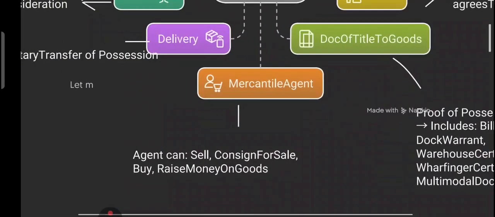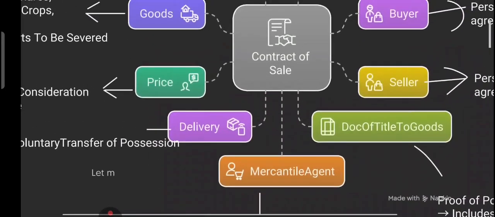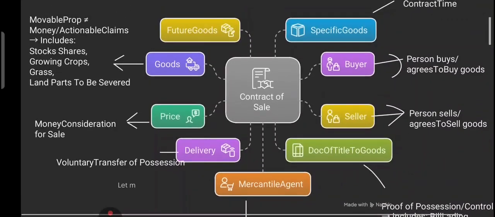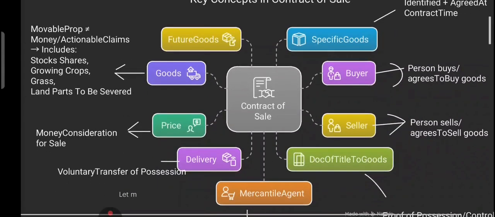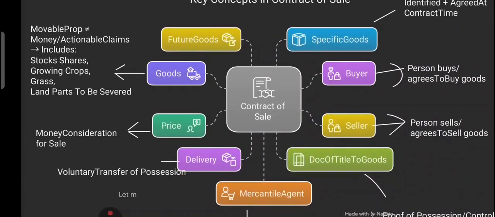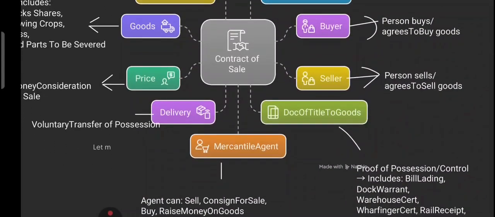Then we have mercantile agent. These are business agents who can sell, buy, or even get loans using the goods. So an agent can sell, can buy, or can raise money on the basis of goods. So in short, if we summarize, a contract of sale is like a promise with clear roles: buyer, seller, goods, price, delivery, all tied together by a legal agreement. And every aspect we have covered: what is included in goods, what is price, what is delivery, voluntary transfer. So these keywords you must keep in mind.